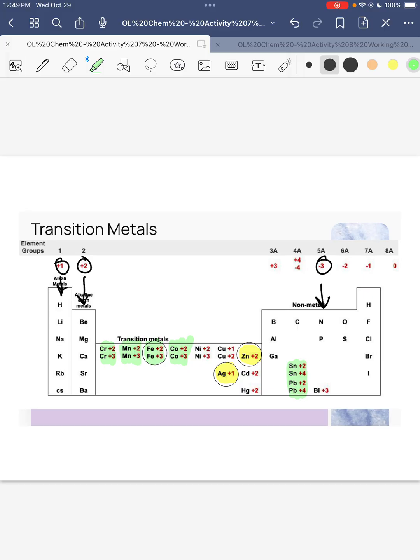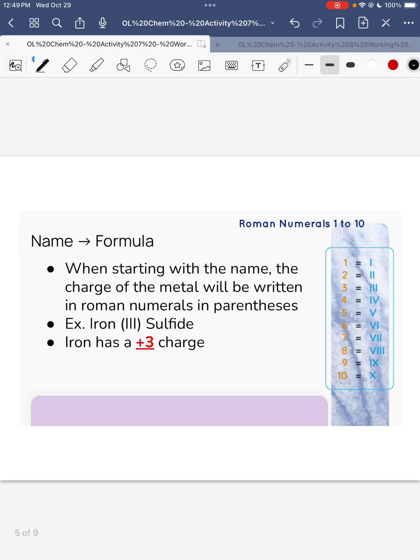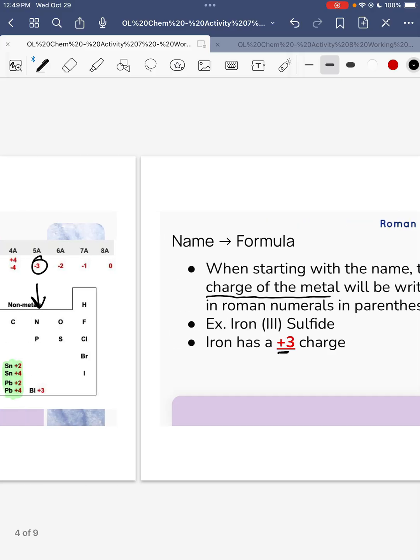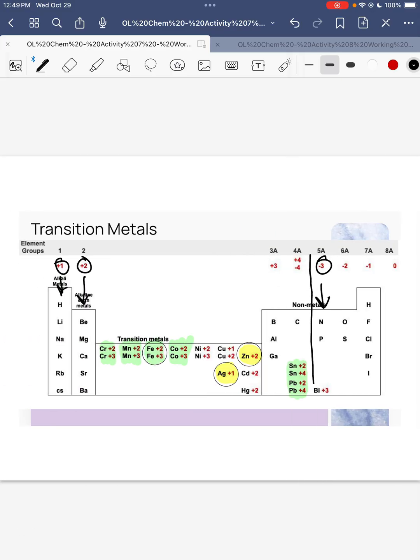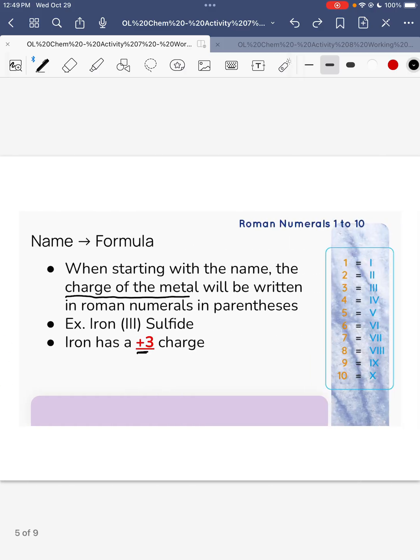So what do we do with these variable charges? Well, when we write the name, or when we look at the name and want to write the formula, the charge of the transition metal is written in Roman numerals. So for example, iron(III) sulfide, the iron has a +3 charge. I know it's a plus because all of these metals are still before this line, so they're all still going to want to donate electrons rather than accept electrons. So iron(III) sulfide has a +3 charge.